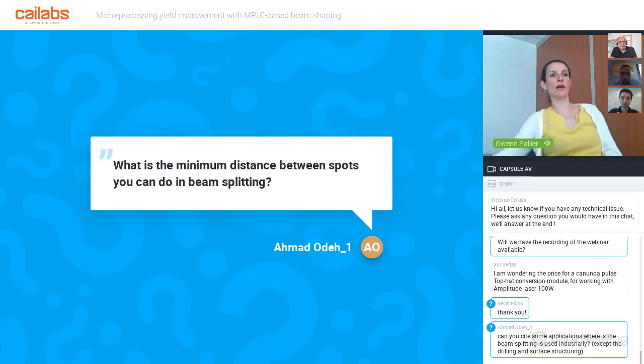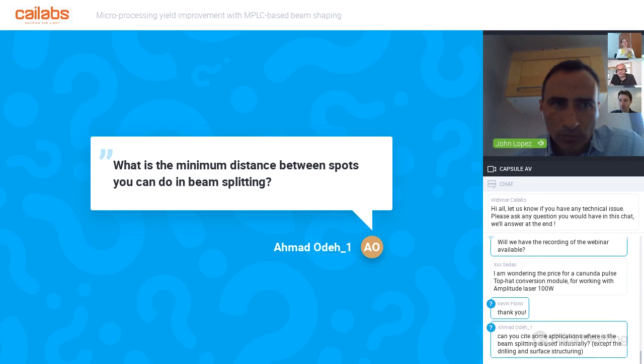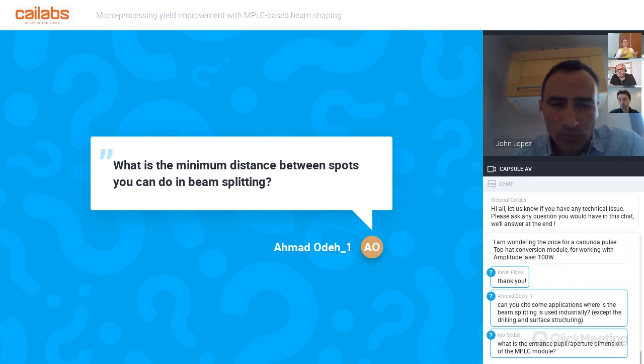The next one is for me too, and then it should be yours, Girolamo. So what is the minimum distance between spots that we can do in beam splitting? There are two ways to answer that. One thing is that we are very much limited, like everybody, by interferences, and we don't want to generate interferences in between the different spots. So the minimum distance depends on the spot size. We cannot have a pitch between spots which is the same dimension as the spot itself. We should have some space in between the spots, where they don't interfere.